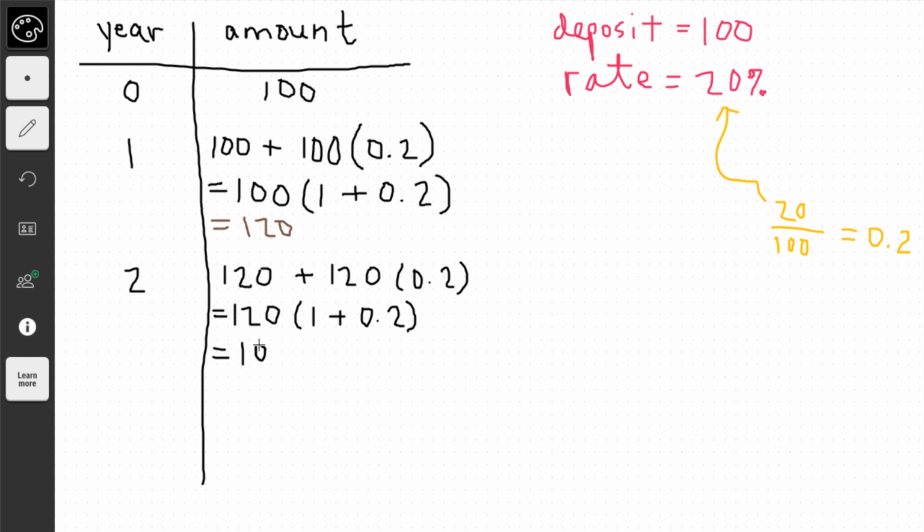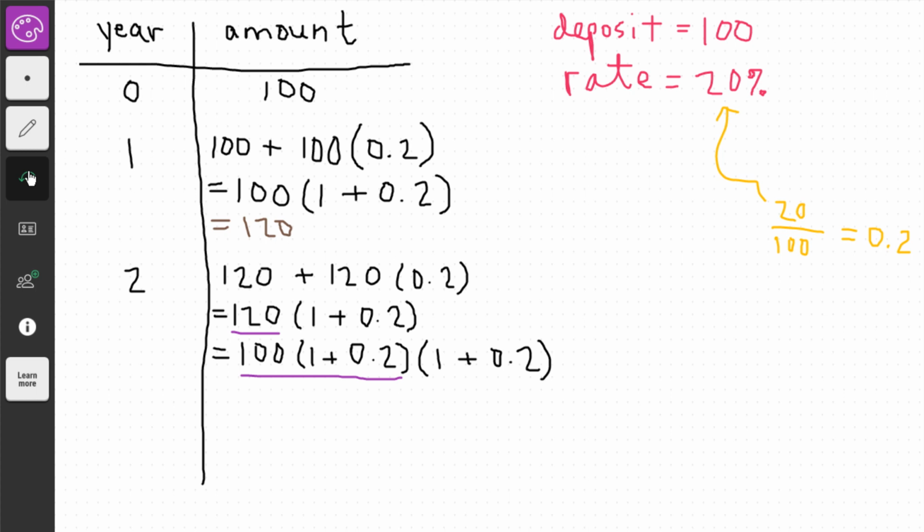So I'm going to write that out. I'm going to say 100 times 1 plus 0.2. Let's round that 0 out a little more. Great. And that's just the 120. The remaining part is still going to be part of it: 1 plus 0.2. Great. So we've just taken the 120 and replaced it with what it's equal to. Everything else is staying the same. Okay, so what's interesting is that this and this are the same thing. We're just multiplying this thing by itself.